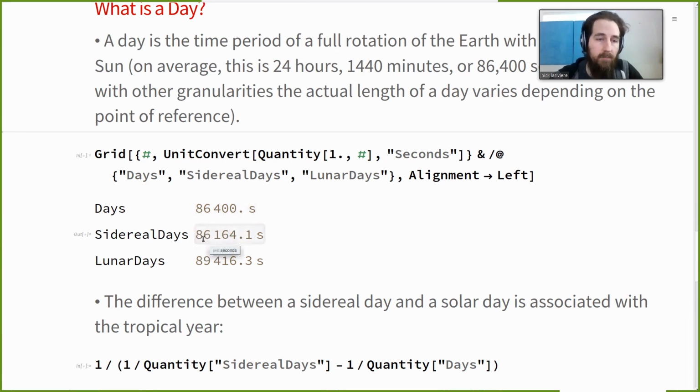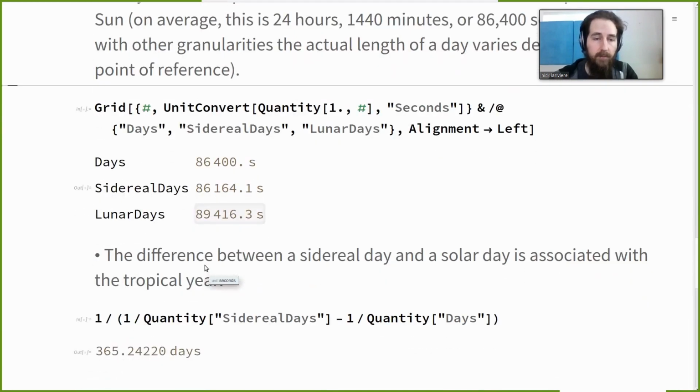If we're referencing a distant point in space, it's fewer seconds, because the rotation of the Earth around the sun means that our reference point to the sun is also moving, and so it takes slightly longer than it would relative to a distant point in space. And lunar days are also a little bit longer because they're a fraction in a given month.